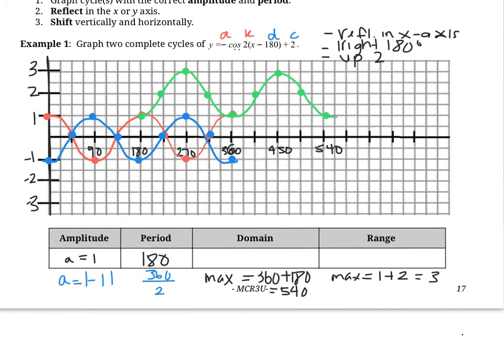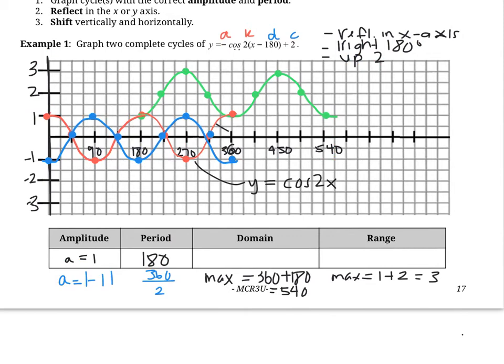Once you've moved every single point to the right 180 and up 2, you should have a graph that looks something like this. Its beginning value should be at 180 and 1, and its ending value should be at 540 and 1. So let's label these very quickly, or I'm going to label them in black. Okay, so this red graph here was our graph that had only the correct amplitude and period, which means this is the graph of y equals cos of 2x. That's an amplitude of 1 and a k value of 2.